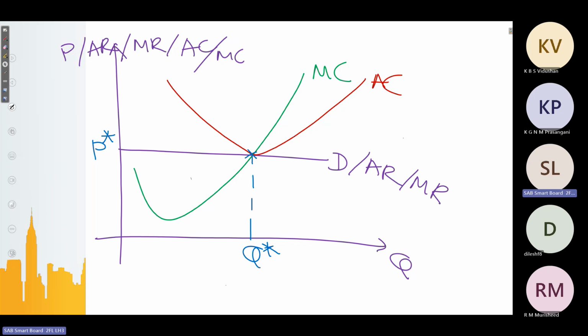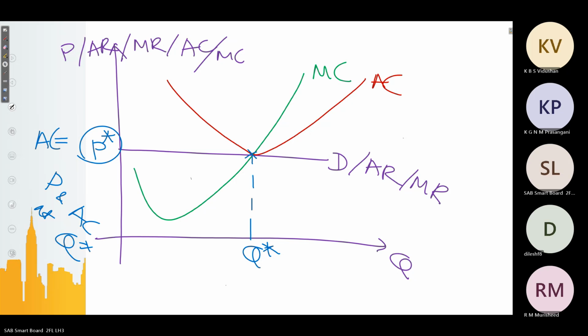To see whether this firm is earning an economic profit, an economic loss, or a break even, we have to look at price and average cost at Q star. At Q star, price is this much. At Q star, average cost is also this much. So price and average cost are equal. In this situation, the firm is earning a normal profit. The firm is faced with a break even.